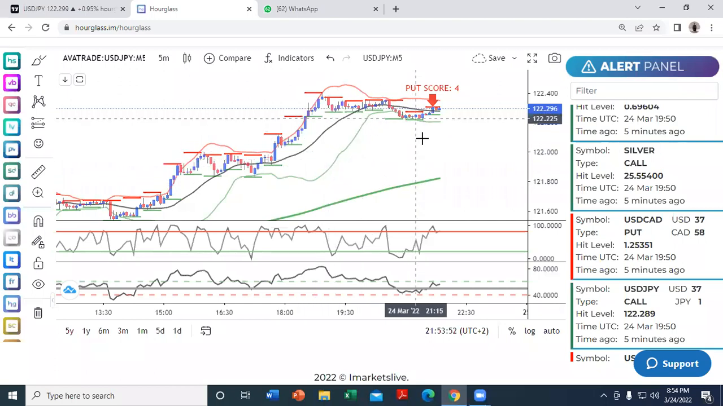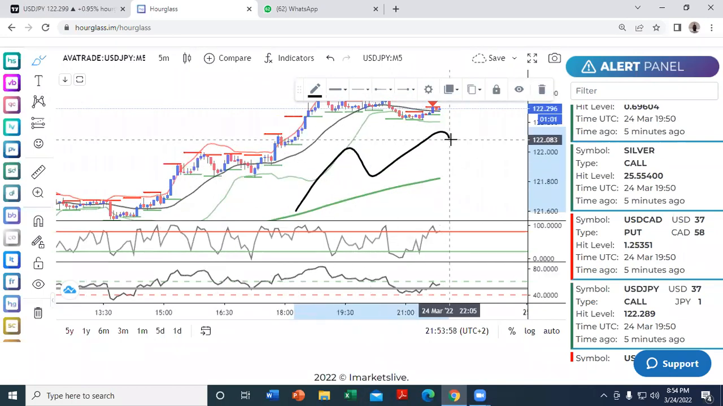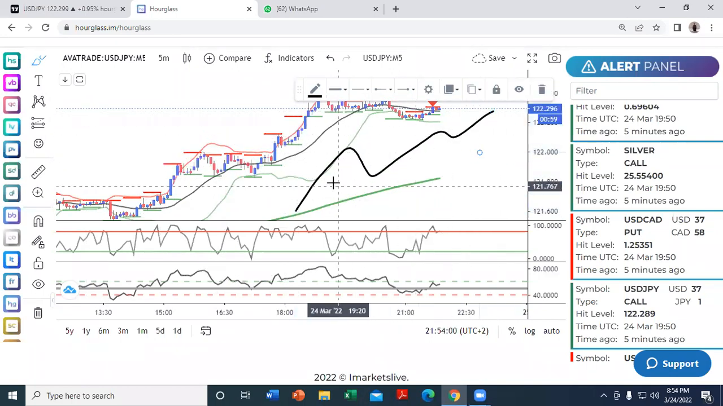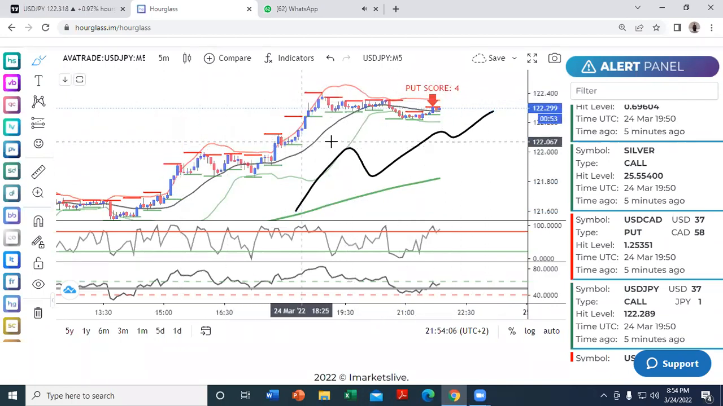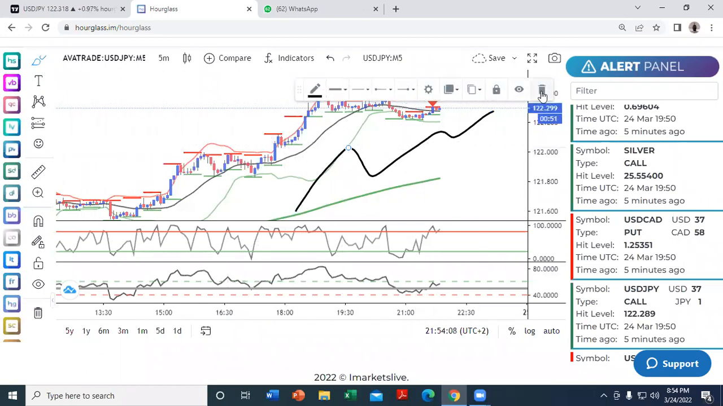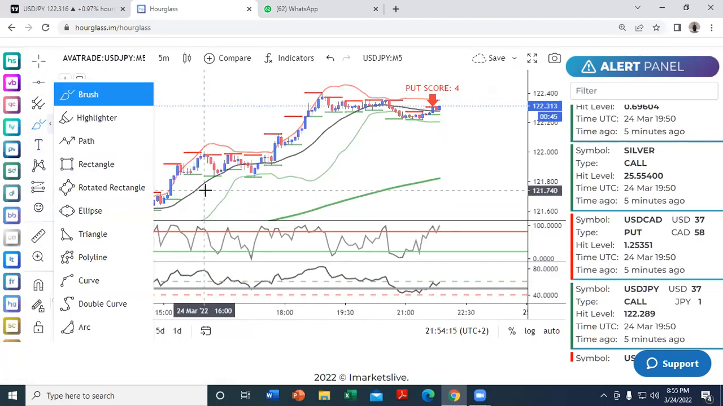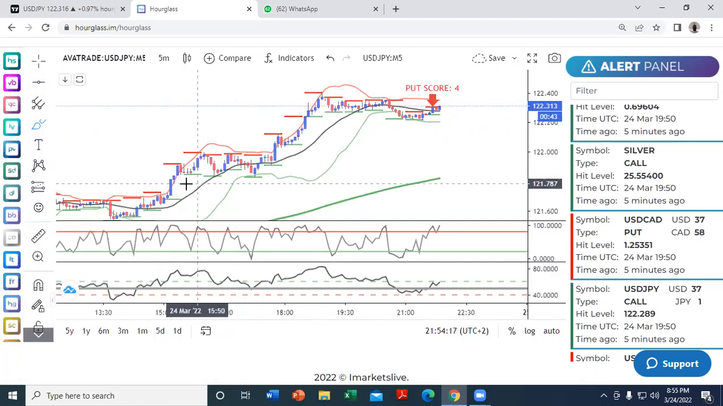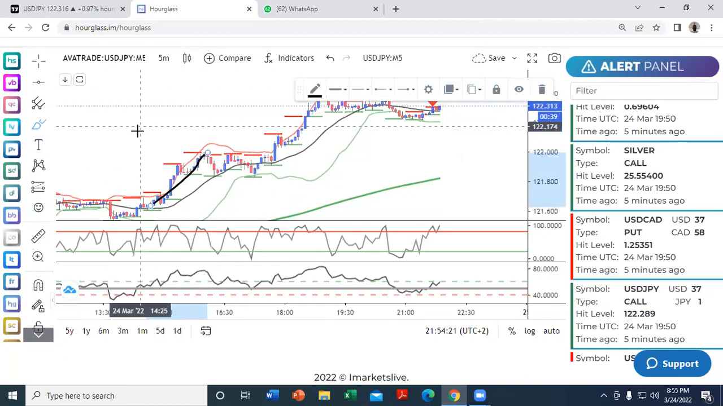Now, remember when we drew that line, I drew it like this. Can you remember what this tells you? A broken resistance is a future support, right? How? Because the market moves in waves. So if the market is moving like this, okay, let me use this as an example.